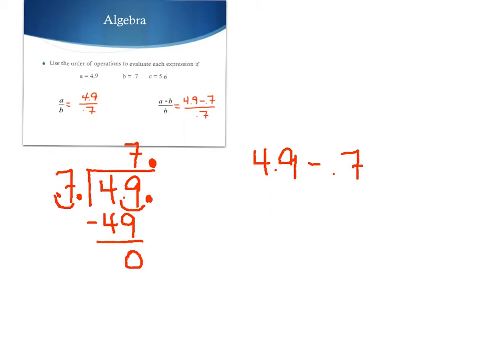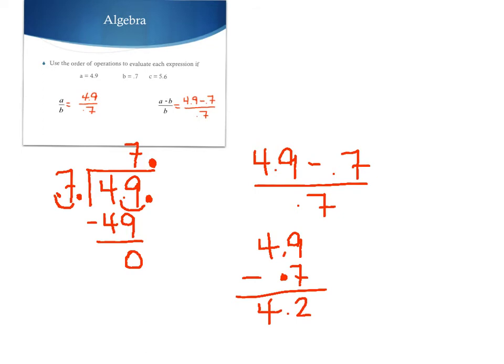In the next example, I have 4.9 minus 0.7 first, and then I'm going to divide that by 0.7. So the first thing I'm going to do is take 4.9 minus 0.7. Again, I'll line up the decimal points because it's subtraction. We're going to subtract first here because I need to know what the actual number is up in the numerator. I don't know that until I subtract these two first. So 4.9 minus 0.7 is going to be 4.2.